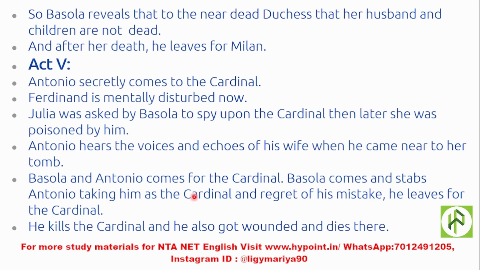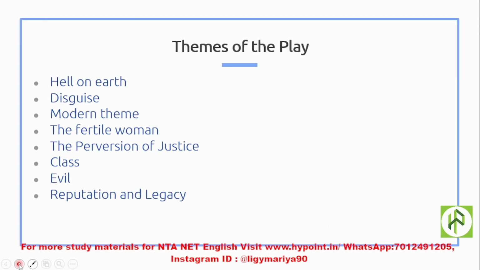He kills the cardinal, and he also gets wounded and dies there. So Bosola ultimately, towards the end, kills the cardinal too, and he also gets wounded in that struggle and dies there. So this is what happens in a revenge tragedy, where everyone will die. Towards the end of the play, everyone will die, and bloodshed will be there, insanity will be there, secrets will be there, and that's how the play The Duchess of Malfi ends.